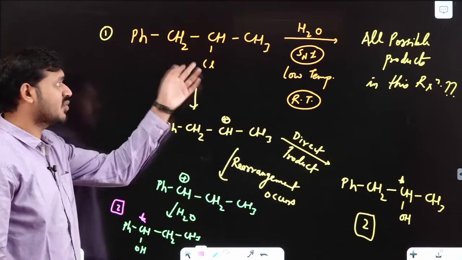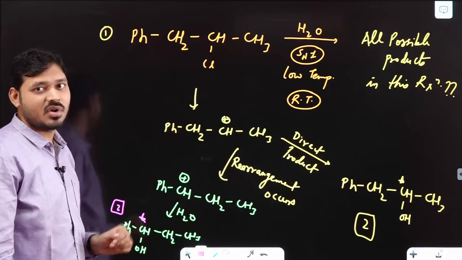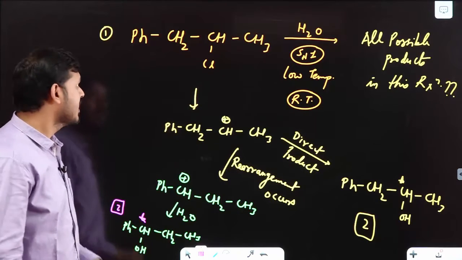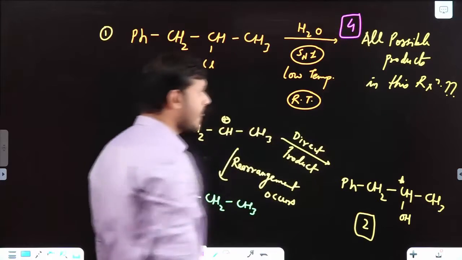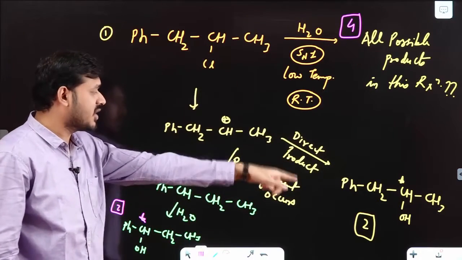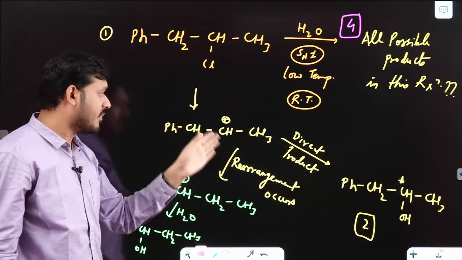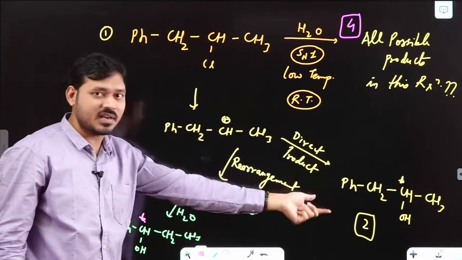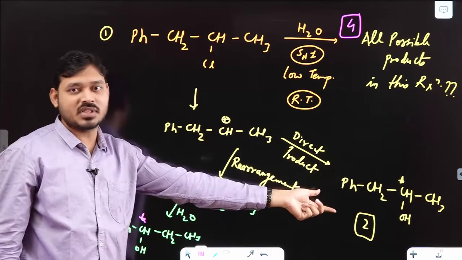So in this question you are asked the total number of products possible in this hydrolysis of alkyl halide, and you can say the total products will be 4. One is direct substitution and another is, carbocation will be formed, but after carbocation formation, one case is direct and another case is rearrangement. So this is also a possible product.